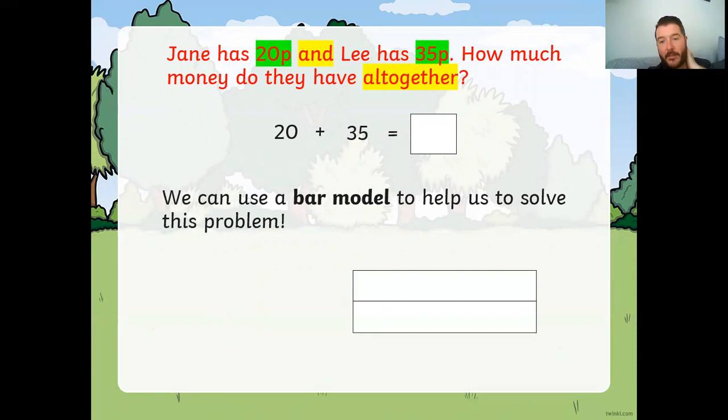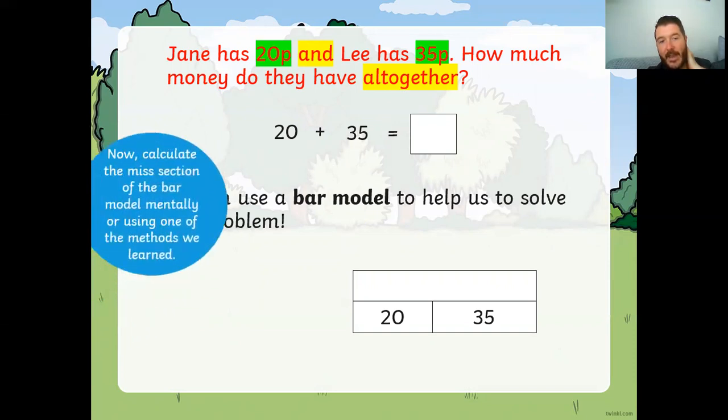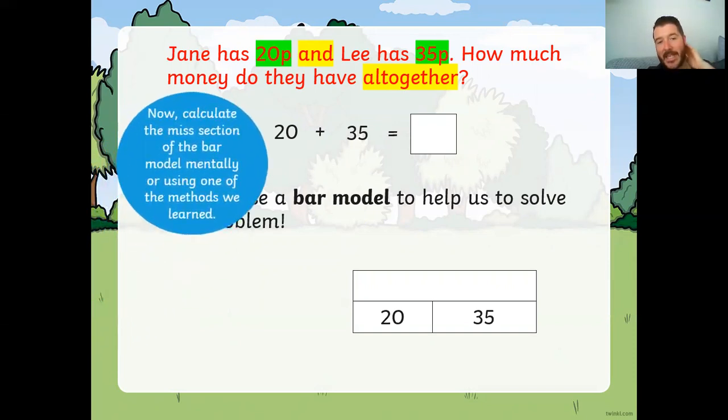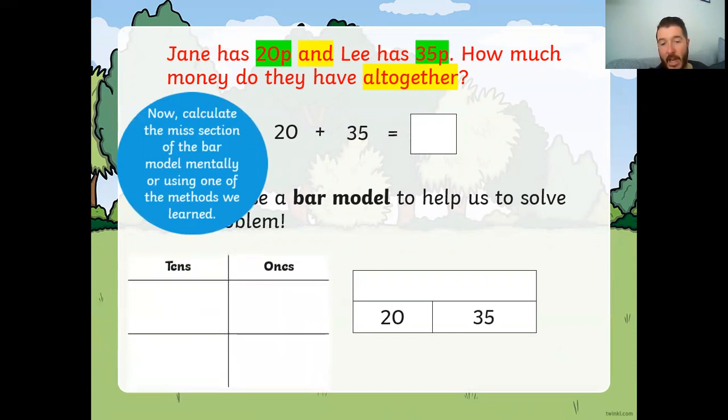We're going to use the bar model. So 20 is one part, 35 is the next part. And then we can calculate the missing section of the bar model mentally or using one of the methods we've learned. Now, if you know how to add 20 and 35 in your head, you don't need to draw any calculations or anything to help you work that out. You know that. You do need to write the number sentence though. But if you don't, here's one of the methods I recommend, tens and ones.